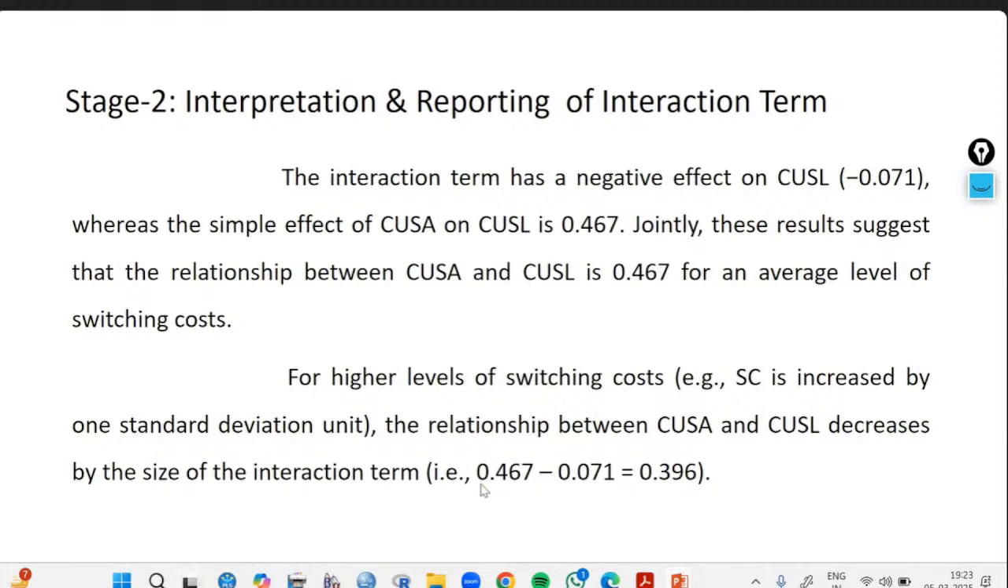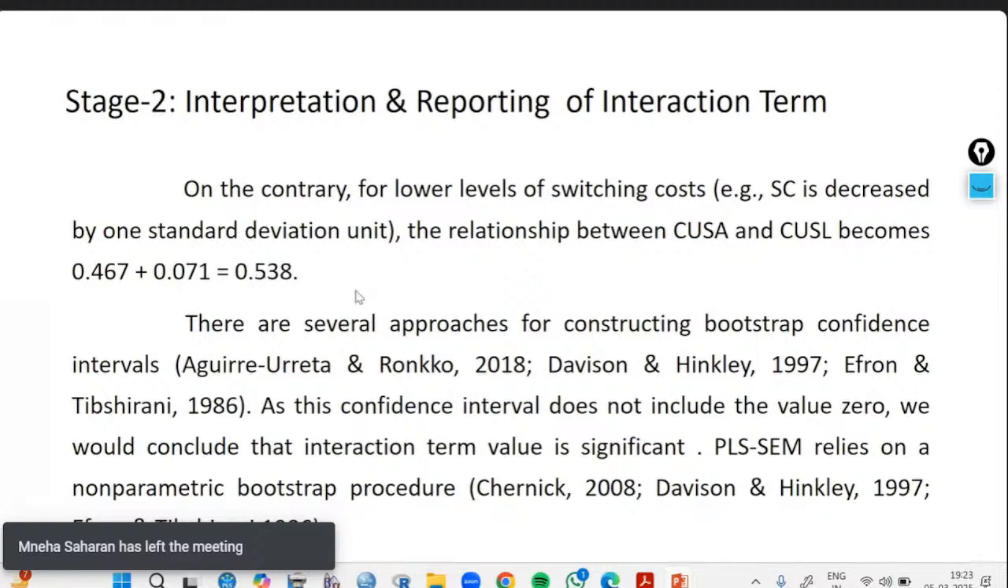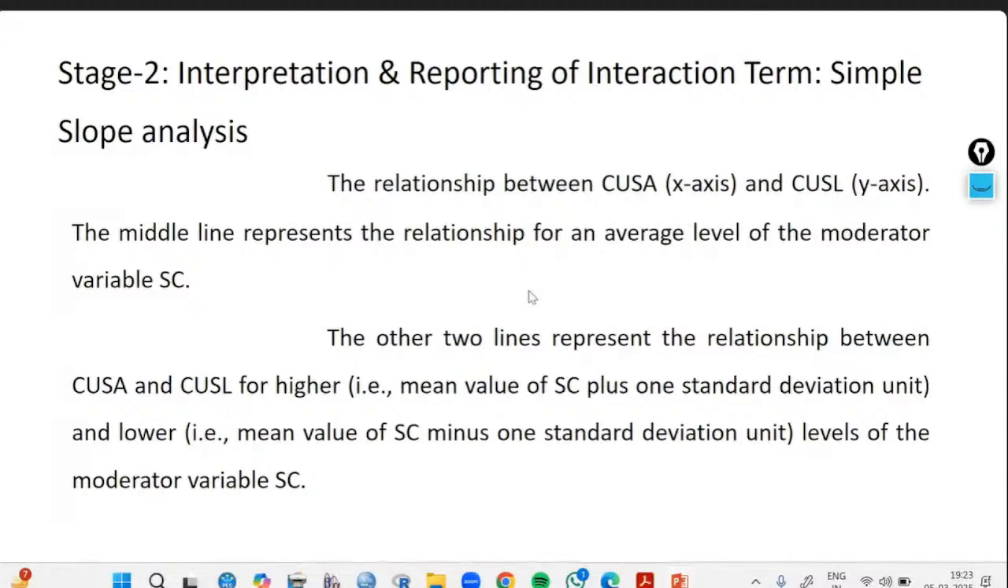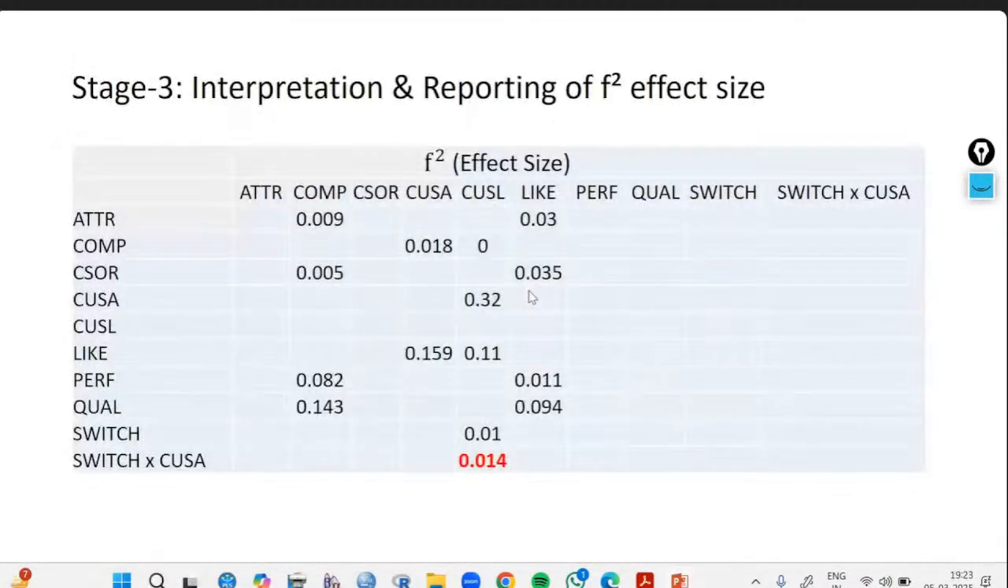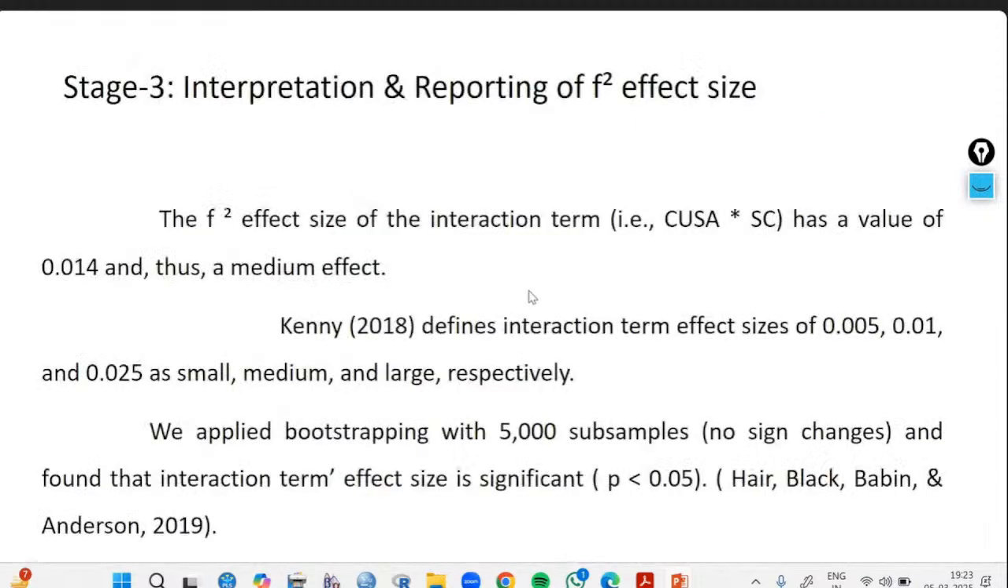कितना डिक्रीज होगा? 0.467 माइनस 0.07, 0.396 का डिक्रीज होगा. तो इस तरीके से when we lower or decrease the switching cost, रिलेशनशिप और स्ट्रांग हो जाती है. ये देखिए, तो इसमें इसको इन्वर्स बना दिया. तो ये हमारा, एक मिनट, ये आपका आ गया. देखिए इफेक्ट साइज.